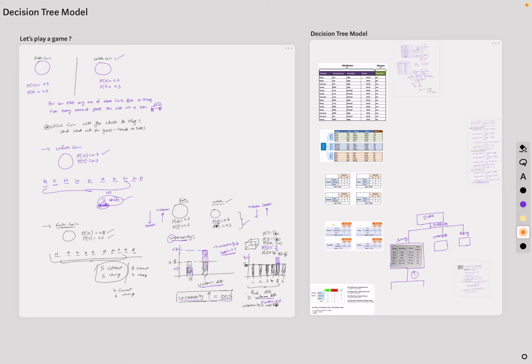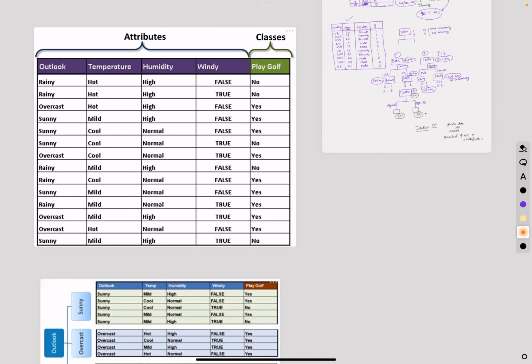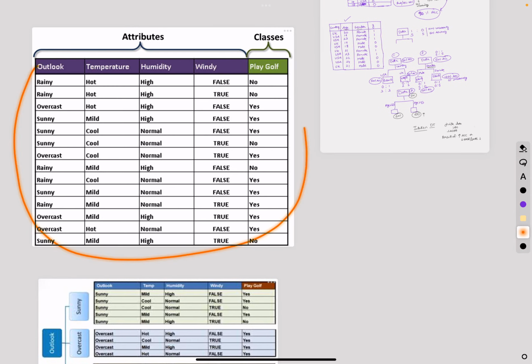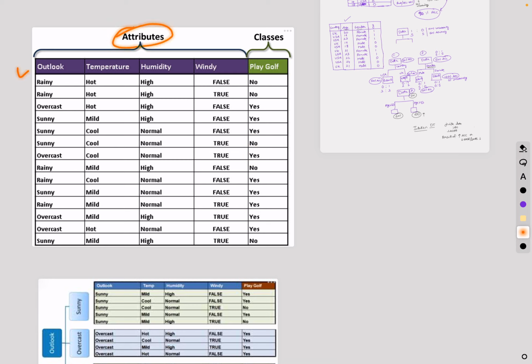Let's take an example and try to understand how a decision tree is formed. Let's say this is the data set that we have, where I have the target variable. The target feature is play golf, and it is either yes or no. So it's a classification task. And the input features or the attributes are outlook, temperature, humidity, and windy.